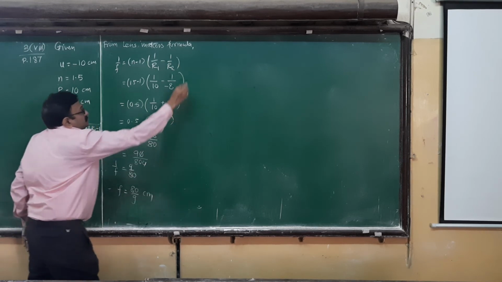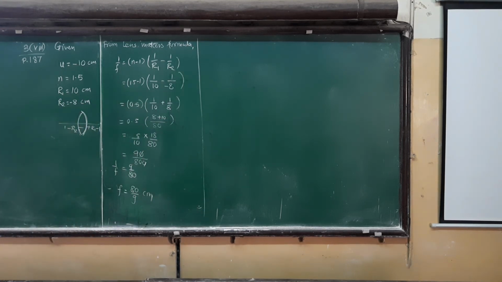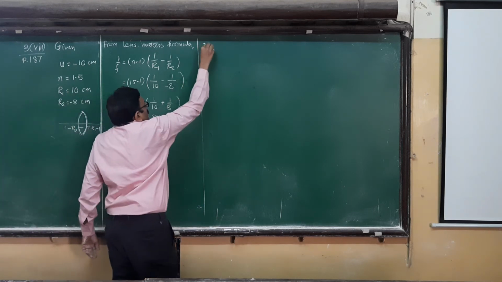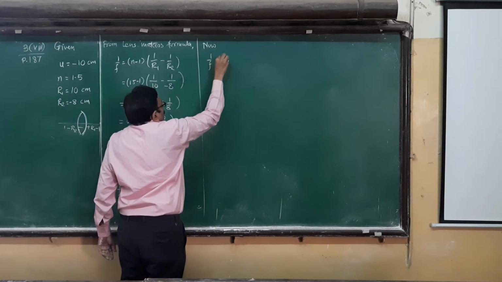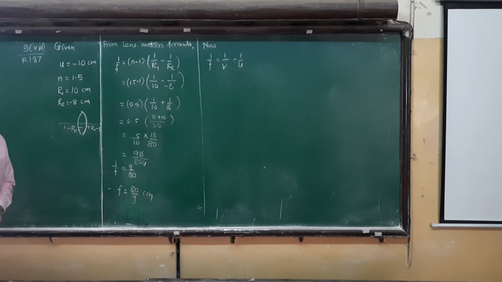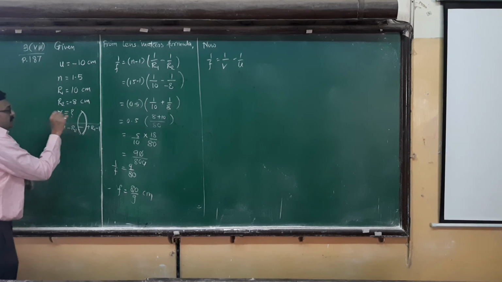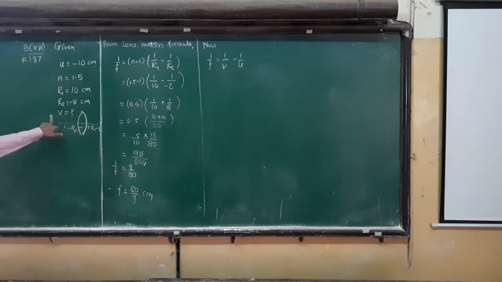Now at this condition, we have determined first of all the focal length of this lens. Now we use the formula 1 upon f is equal to 1 upon v minus 1 upon u. Now substitute in this equation. What we have to determine in this equation? Determine the location of the image. That means in this equation we have to determine v.